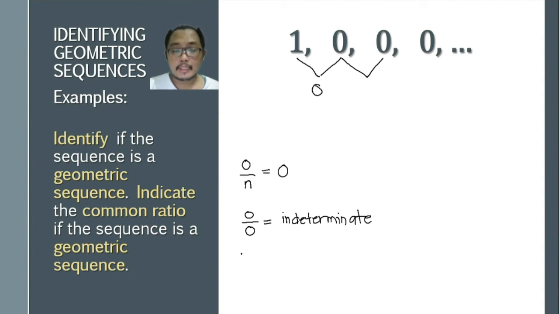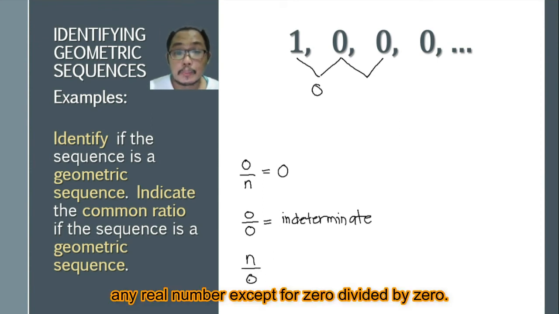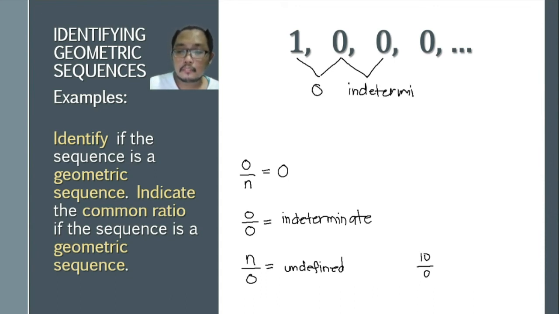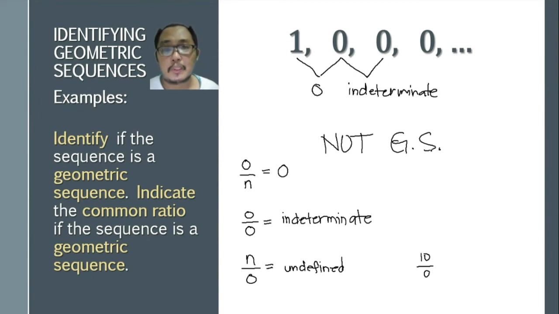And to complete this idea about division that includes 0, we may have any number be divided by a zero. When this happens, a certain number like 10, when divided by zero, the answer is undefined. Since the numbers being divided here are zero and the other zero, then it would be indeterminate. Since we already have different answers here, this is not an example of a geometric sequence because there is no common ratio.